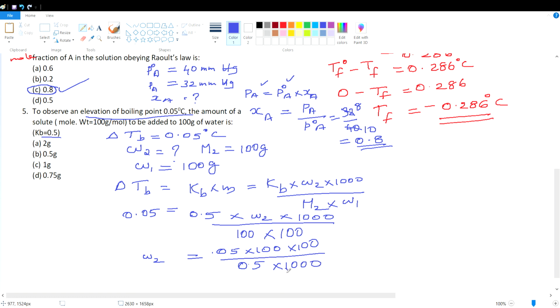Right? So the 1000 and the 100 cancel, leaving a 10. What do we get in the numerator? 0.05 into 10, that is 0.5. 0.5 divided by 0.5, the answer is 1. So what is the mass of the solute? W2 is 1 gram. If 1 gram of the solute is added to 100 gram water, you will observe this elevation of boiling point. So the answer is option C, 1 gram.